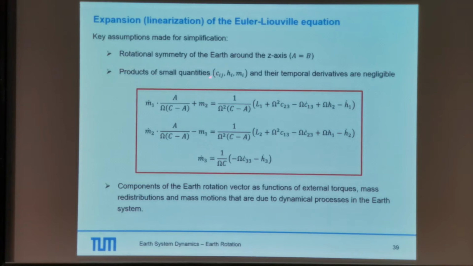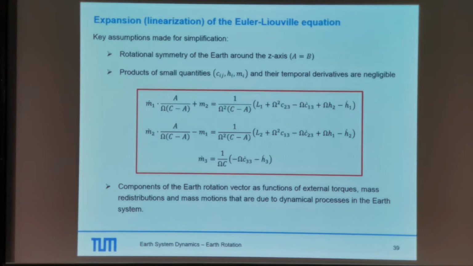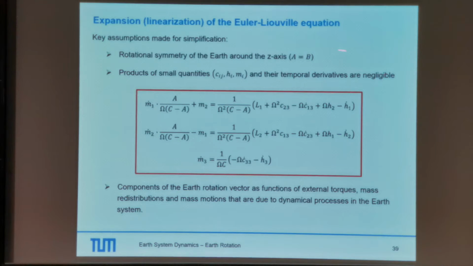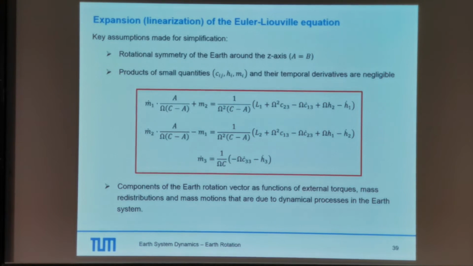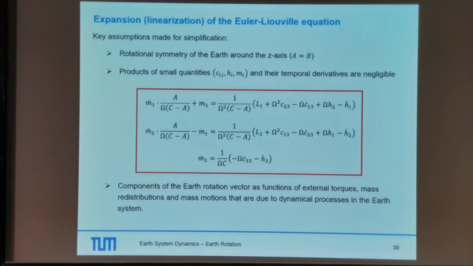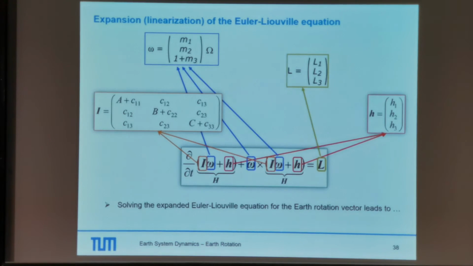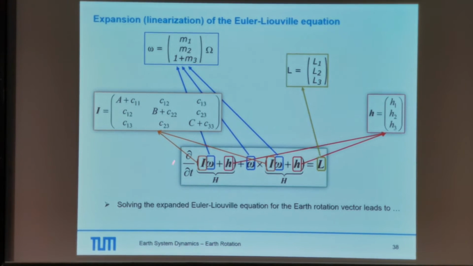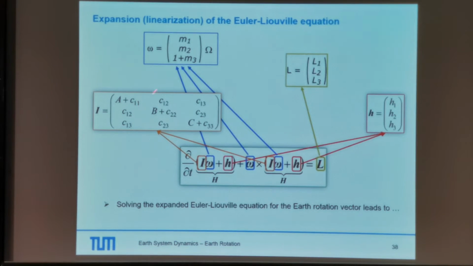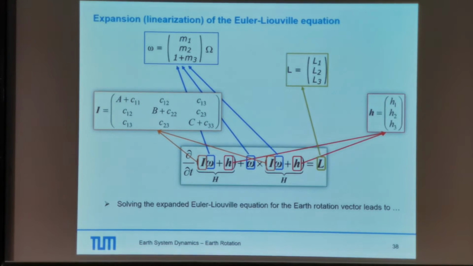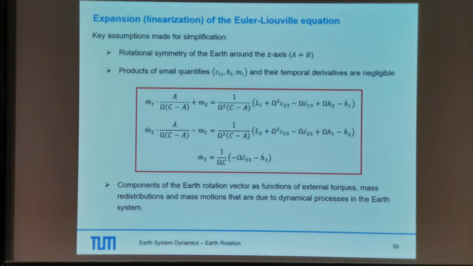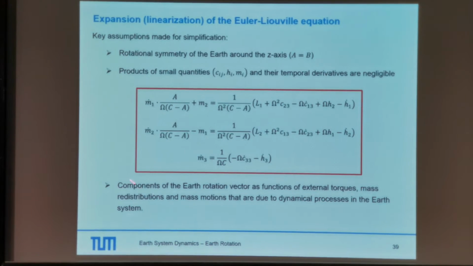And secondly, products of small quantities, so the Cij, the Hi, and the Mi, and the temporal derivatives, so C dot, H dot, and M dot, are negligible. The products of small quantities are too small to be accounted for, so we neglect them. In this equation, for example, we have I times omega, so we would have an element in this resulting vector, which is A plus C11 times M1, and the C11 times M1 is neglected. So we end up with these equations more or less.